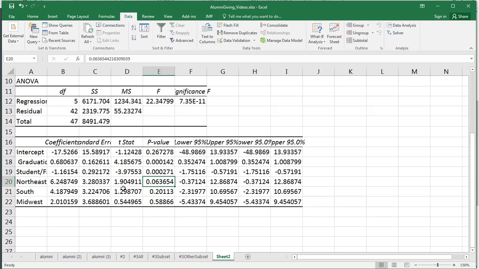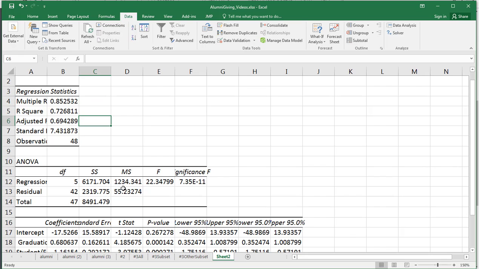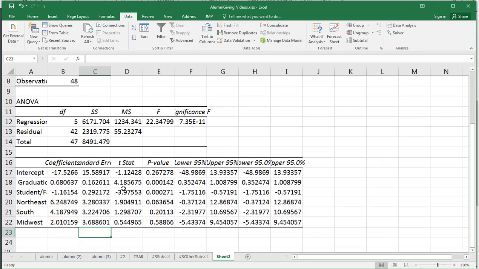Northeast, 0.06, so it's not statistically significant at the 5%, but it is at the 10%. South is not significant, even at the 20%, and Midwest is not significant at any interesting percentage or alpha level. So, what does that mean? Well, the adjusted R squared did go up, not by very much, right? Less than 1%. So it probably may not be worth it to use this new model to help me predict.